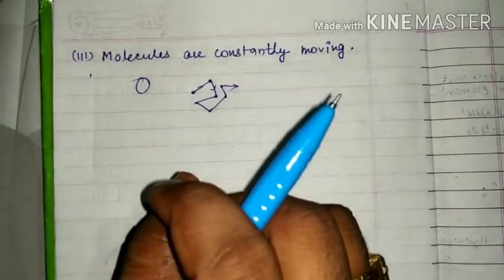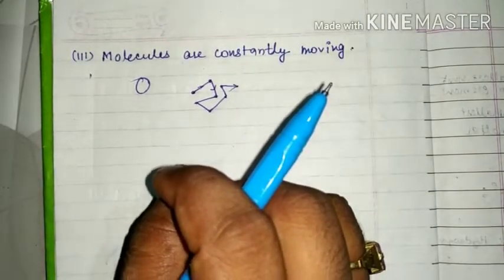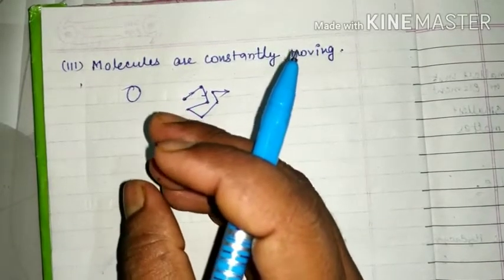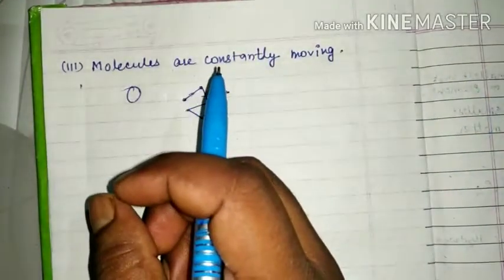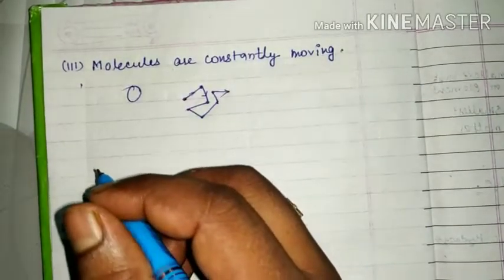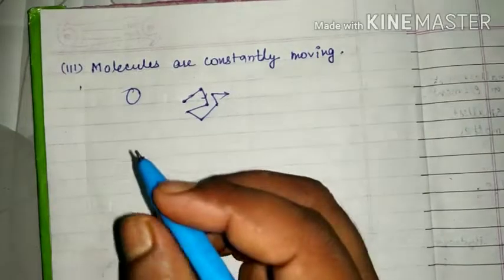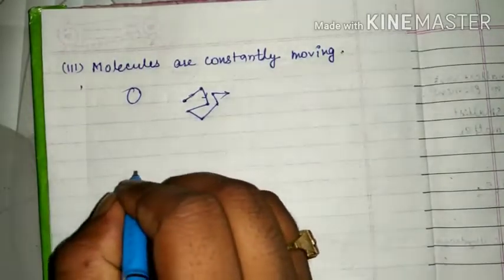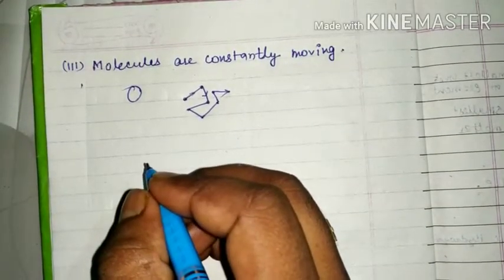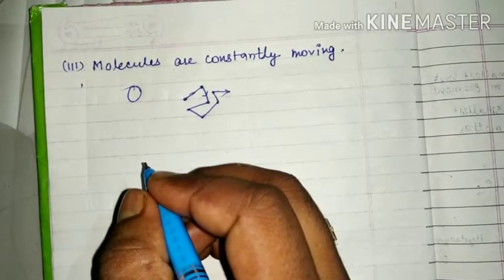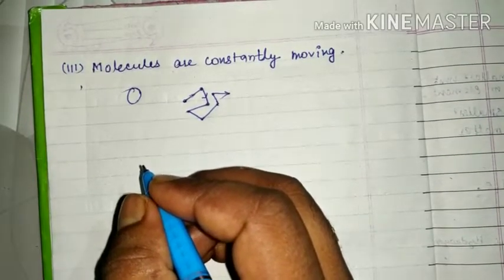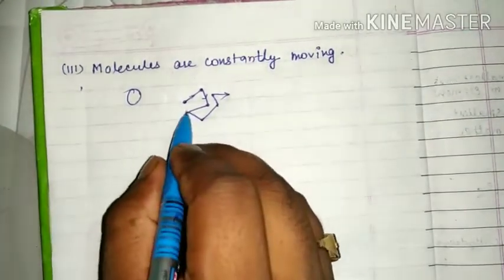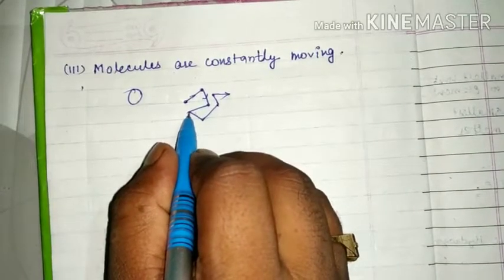Now due to this zigzag motion of molecules of air, this is the best example: when we spray perfume at one corner of the room, we can smell its fragrance in the entire room. Similarly, when we burn an incense stick, its fragrance spreads everywhere in the room because of the zigzag motion of air molecules.